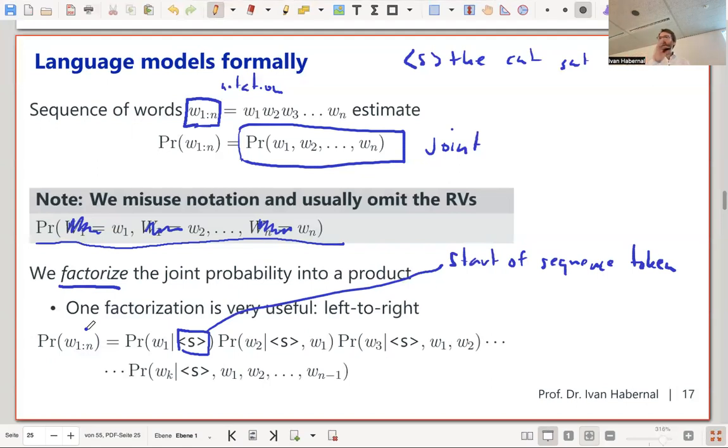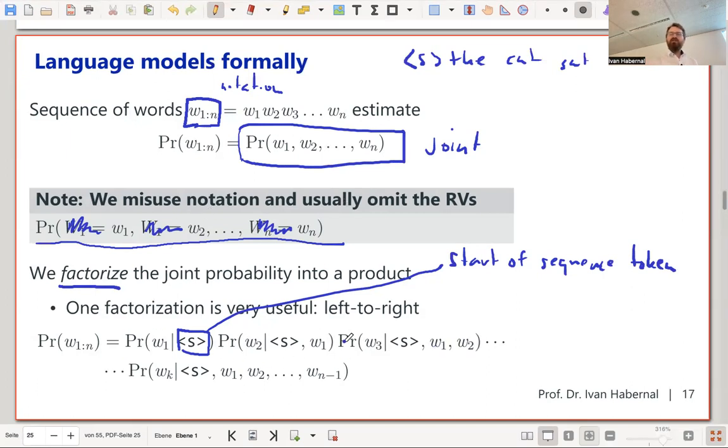You can factorize it in many different ways. You can start from the back. You can say, I'm starting with the probability of the last word given something else, and the probability of something else given something else. As long as the conditional probability holds, you can do different factorizations, so to say. Factorization means a product of parts. So this is one useful factorization.